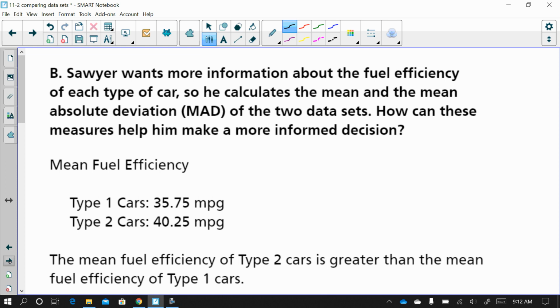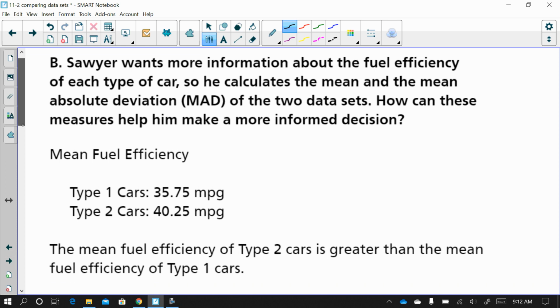Okay, mean fuel efficiency. Yesterday you reviewed how to find the mean. Remember, you add up all of the numbers and then you divide by the total amount of numbers. So type 1, we found the mean was 35.75, and type 2, we found was 40.25. Okay, so it's still looking like type 2 is better. We have almost 5 miles per gallon more, so that helps us support that decision. But let's talk about the math.